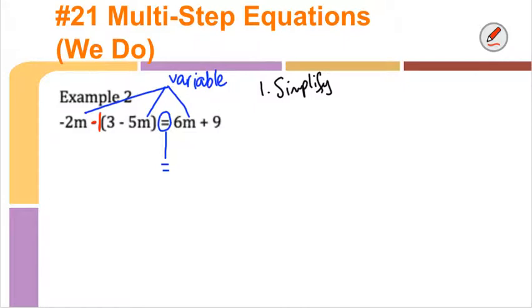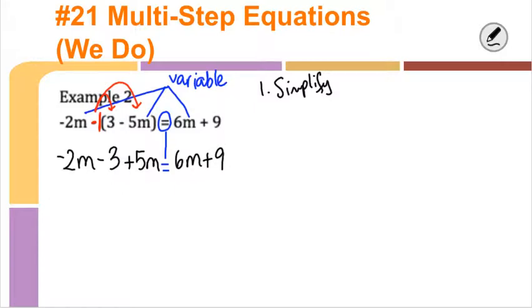Okay, so let's go ahead and do that first. So negative 1 is going to multiply by 3, and negative 1 is going to multiply by negative 5m. So I'll have negative 2m. Negative 1 multiplied by 3 is negative 3. Negative 1 multiplied by negative 5m, negative multiplied by negative is a positive 5m. Okay, equals, nothing changes here, 6m add 9.